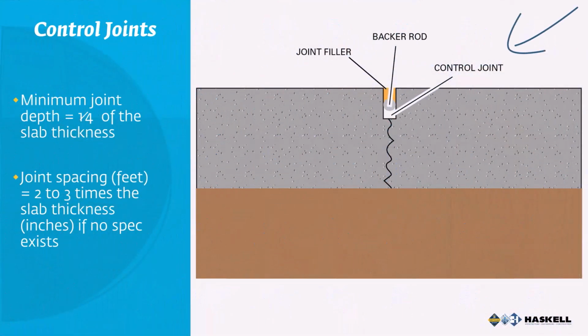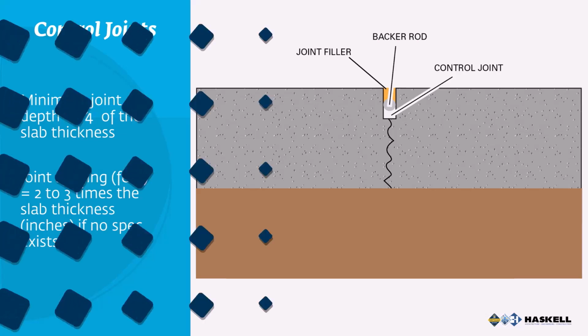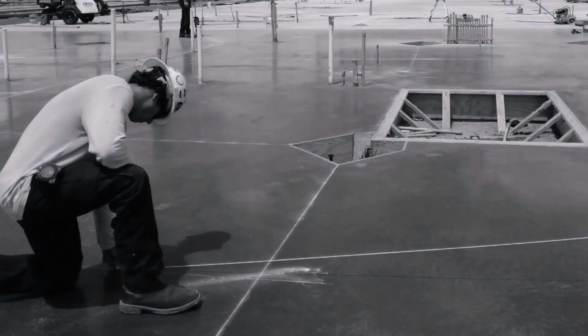As shown in the figure on this slide, minimum joint depth equals 1/4 of the slab thickness. Joint spacing in feet is usually 2 to 3 times the slab thickness in inches. The concrete sections formed by control joints should be as nearly square as possible. Control joints are applied to slabs on ground and some walls, but not to suspended slabs.